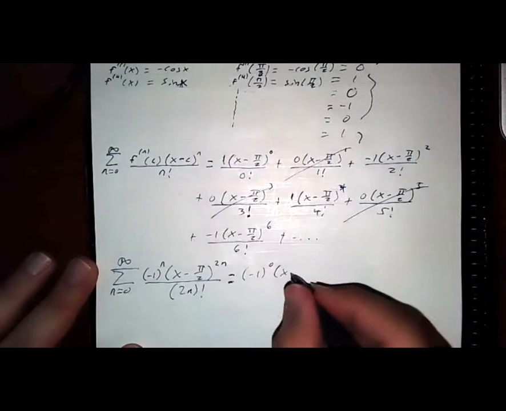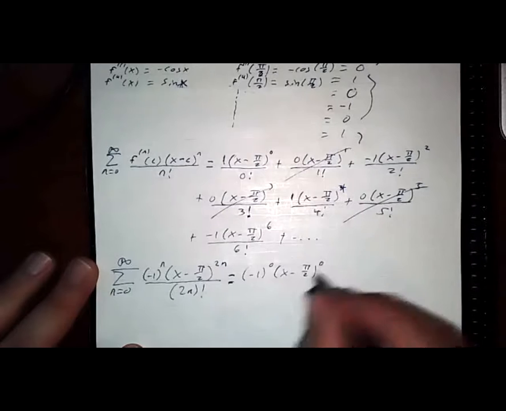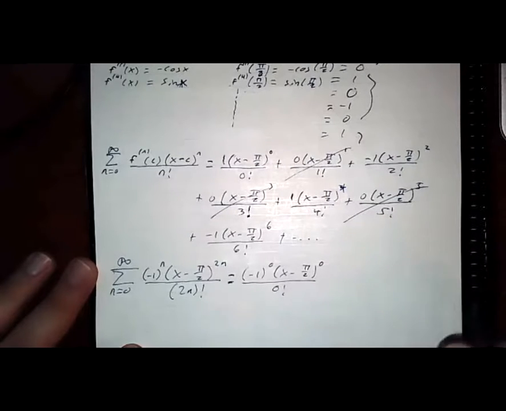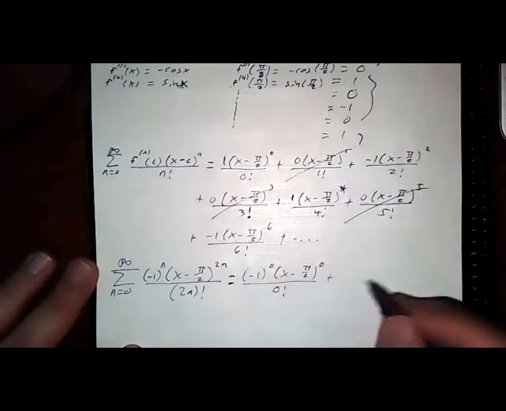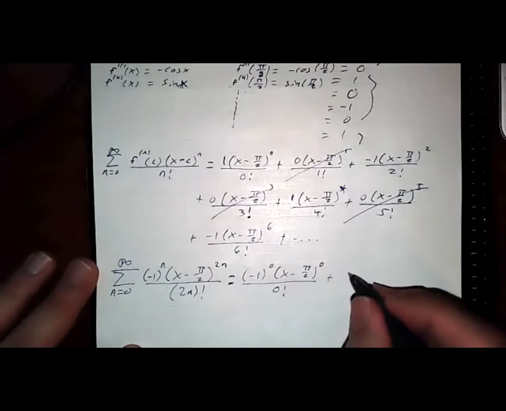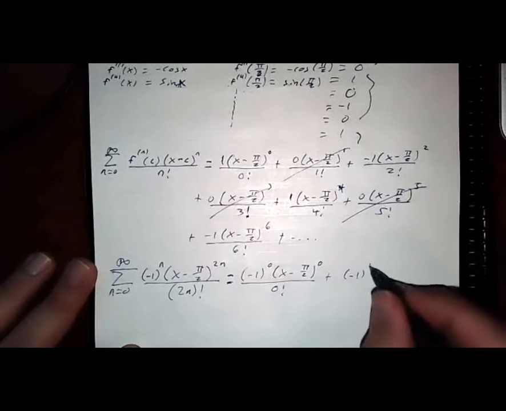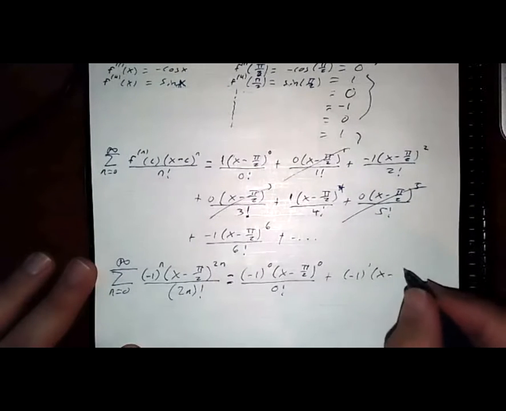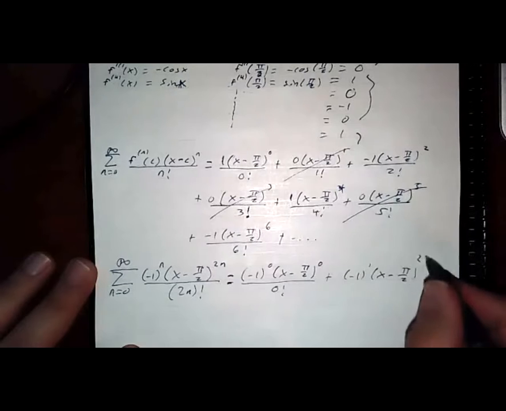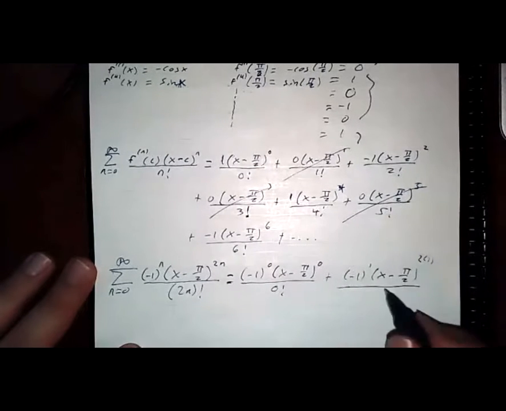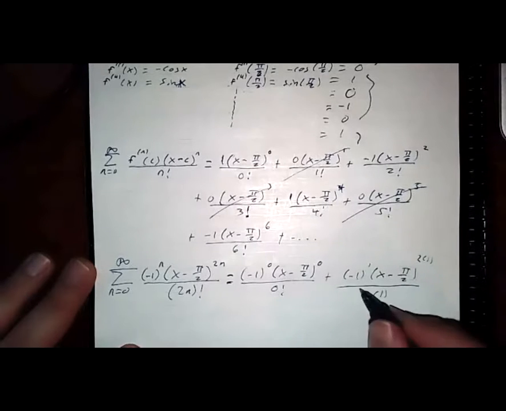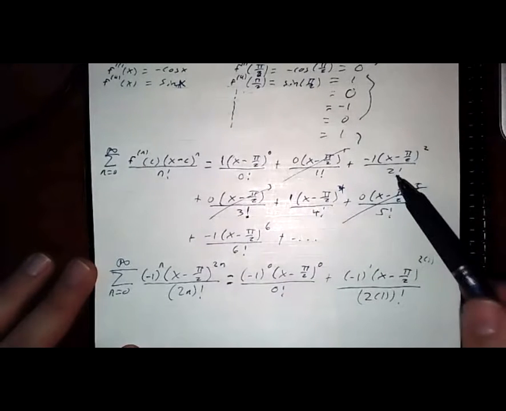Zero, (x minus pi over 2) to the 0 over the 0 factorial. Notice how this is the first term, right? Does that take care of this third term? That'd be negative 1 to the 1 times (x minus pi over 2) to the 2 times 1, which gives me the 2. See that? So this works. And n would be 1, so it'd be 2 times 1 factorial, which gives me this. So you have to be clever and try to figure out what is the formula that makes this happen.